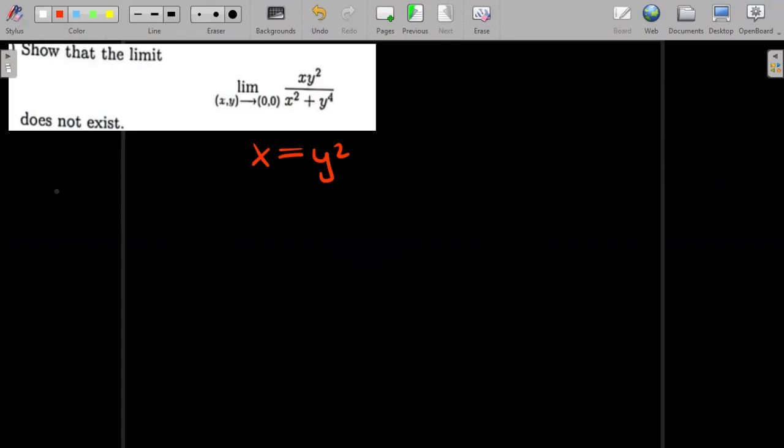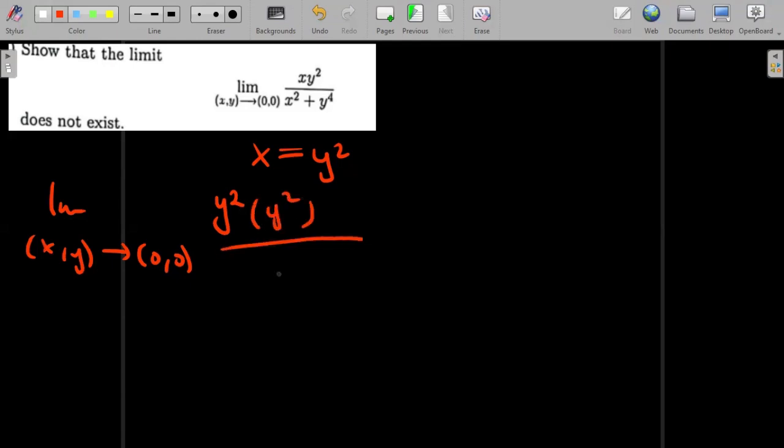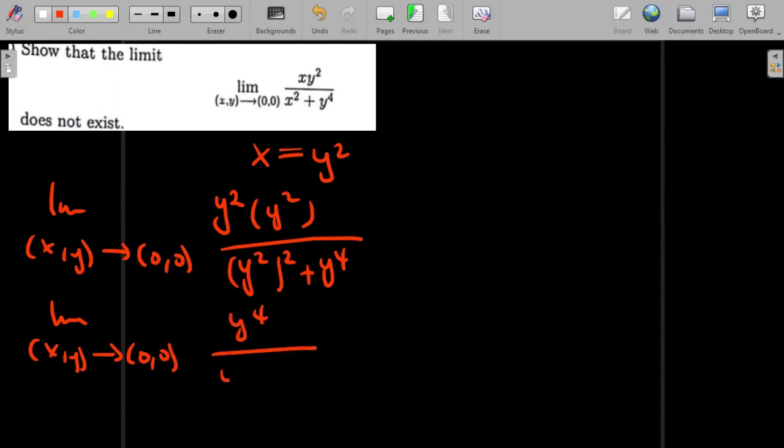So we are saying let x equal to y squared. So in our limit as (x, y) approaches (0, 0), where there's x, I'll replace it with y squared. So y squared multiplied by y squared, then divided by y squared plus y to the power 4. Here on top I'll get y to the power 4. Then down there I also get y to the power 4 plus y to the power 4.